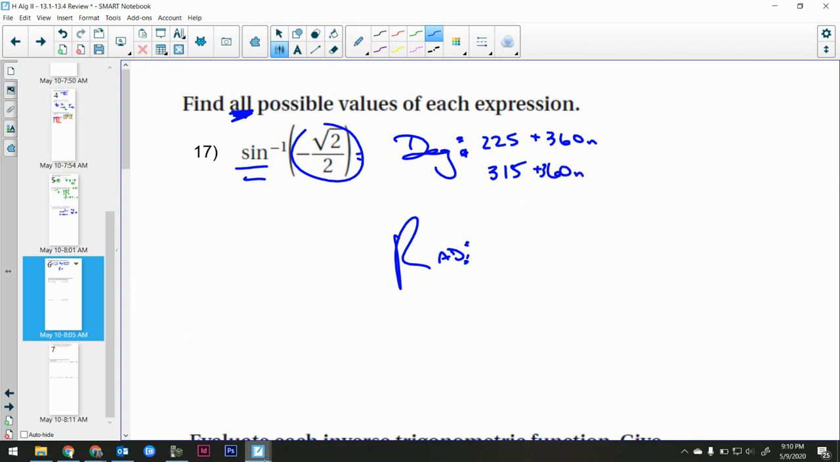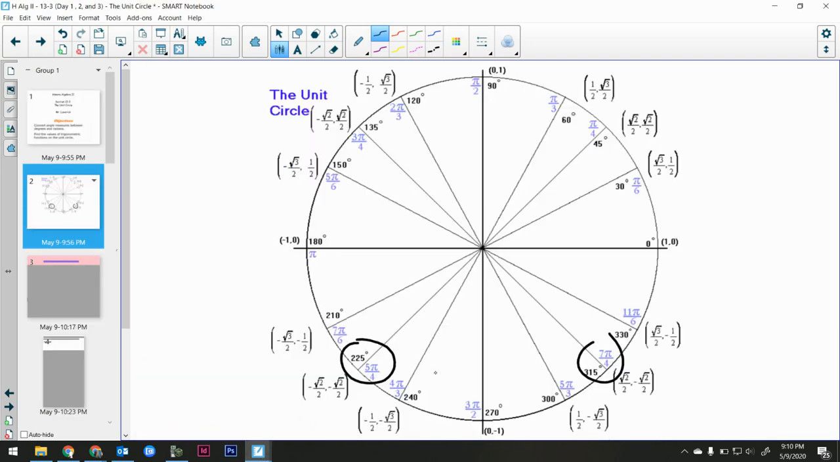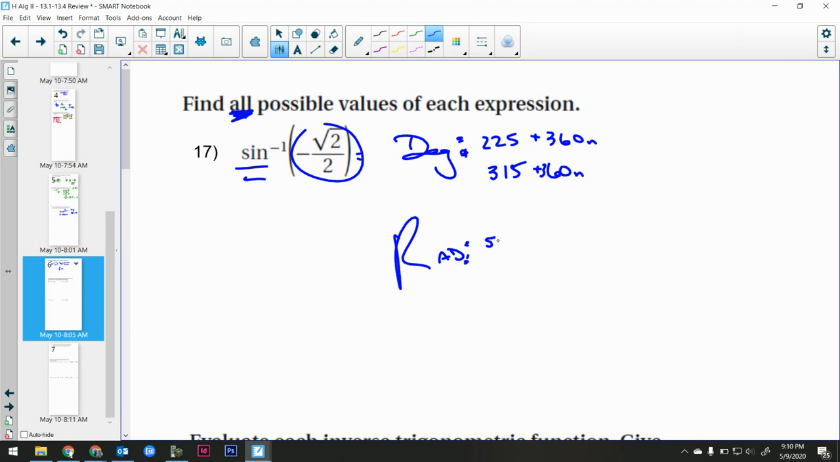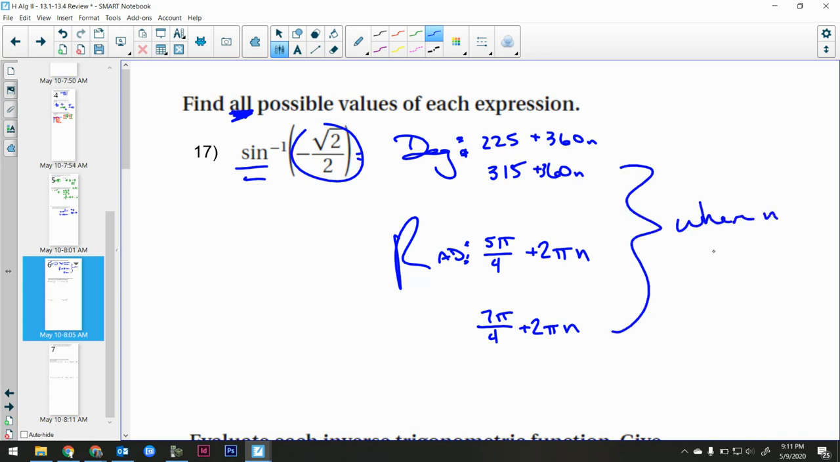And if I wanted it in terms of radians, well, that's 5 pi over 4 and 7 pi over 4, plus 2 pi n. Remember, account for all rotations. If you wanted to get fancy, you could say where n is an integer. I'm assuming we can just say that n accounts for any whole number, any integer, really.